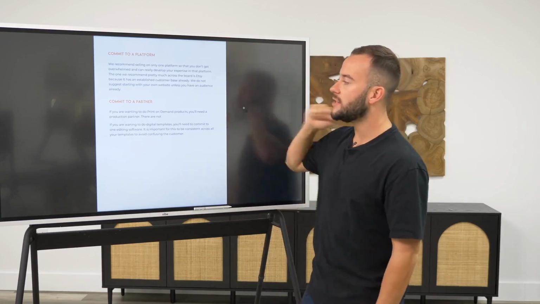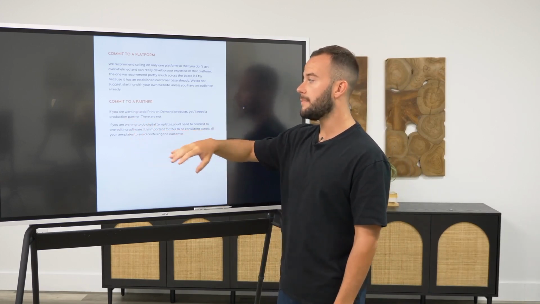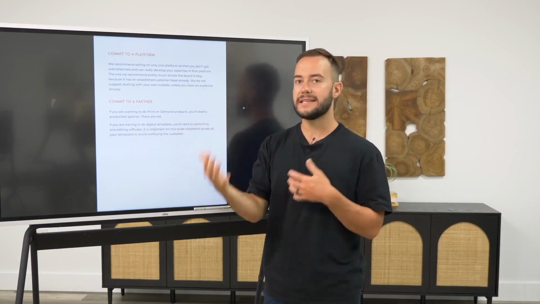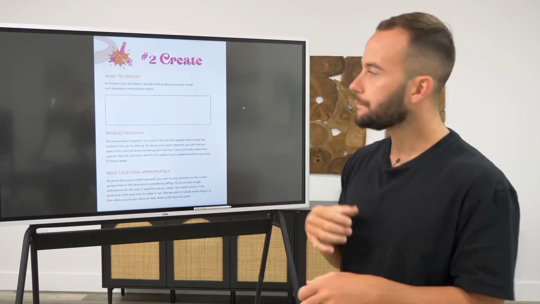Next is commit to a partner. This is for print-on-demand products. You'll need a production partner. If you're wanting to do digital download templates, you'll need to commit to your own software. So is it Canva? Is it Illustrator? Things like that. So be sure to think about what other commitments you need to make.